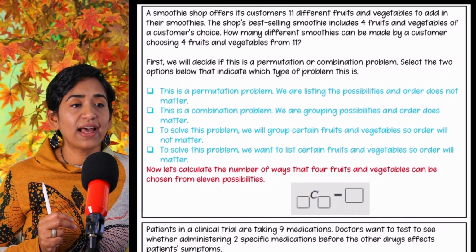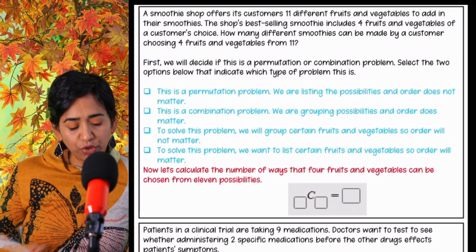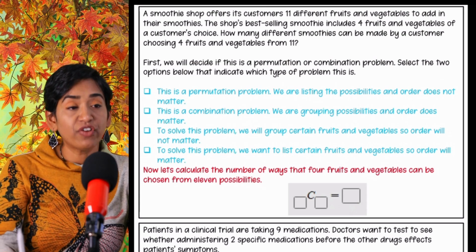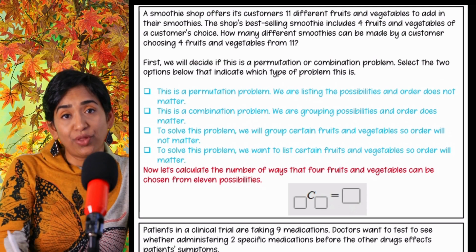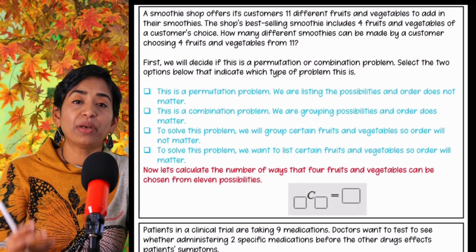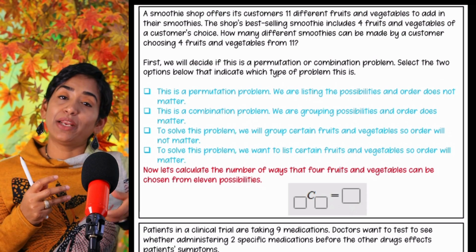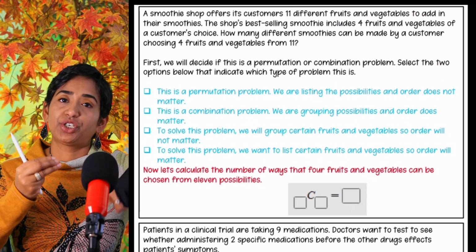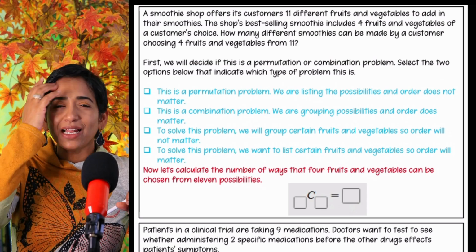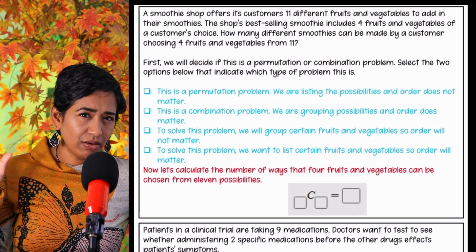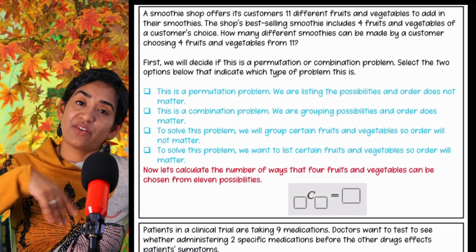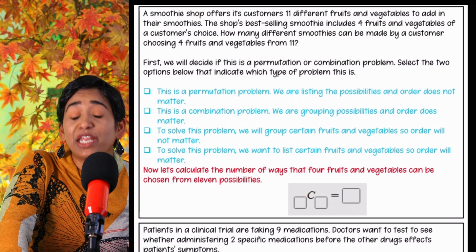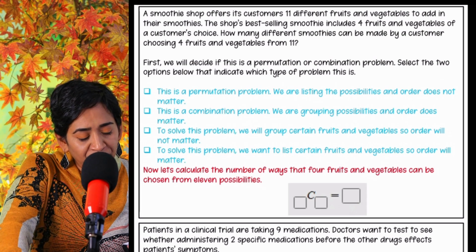All right, so here we have a smoothie shop. A smoothie shop offers its customers 11 different fruits and vegetables to add in their smoothie. This is what's happening in a smoothie shop: you turn your blender on and you put your first vegetable, second vegetable, third vegetable, and you blend it all. Now tell me, does the order matter? It does not, because everything is getting mixed up in the smoothie anyway. So by default, I know it's a combination. Let's go ahead and read further.